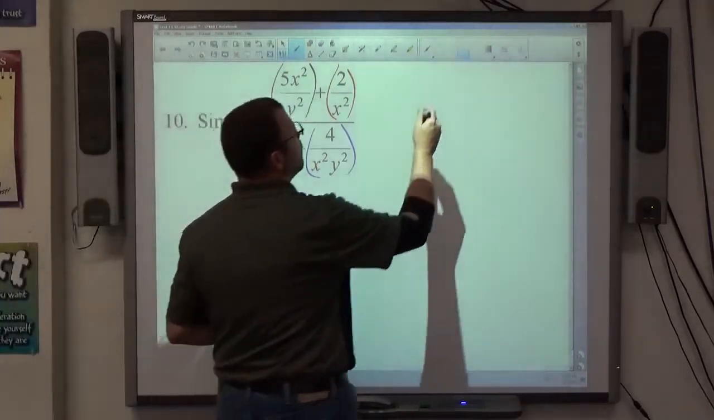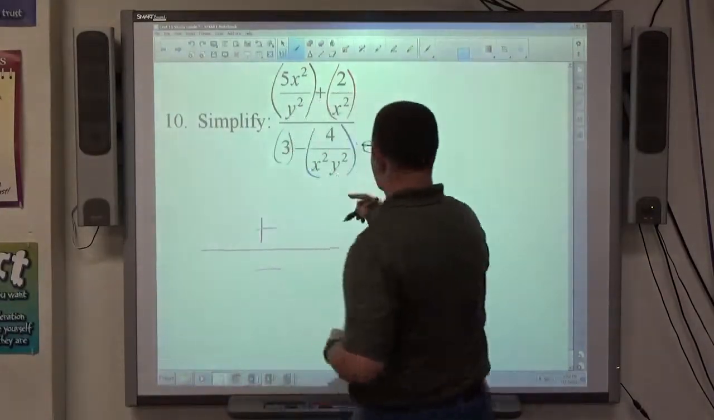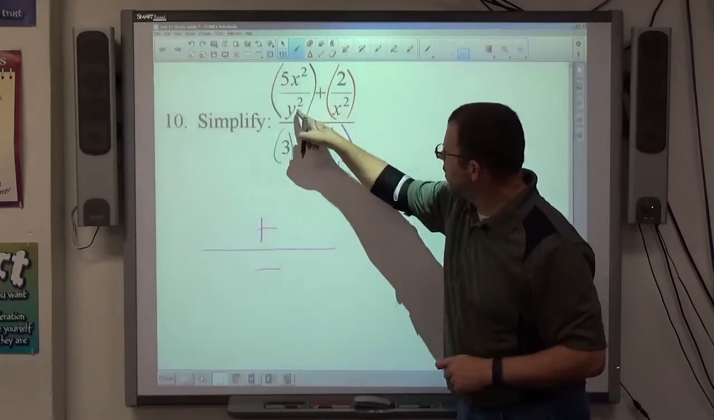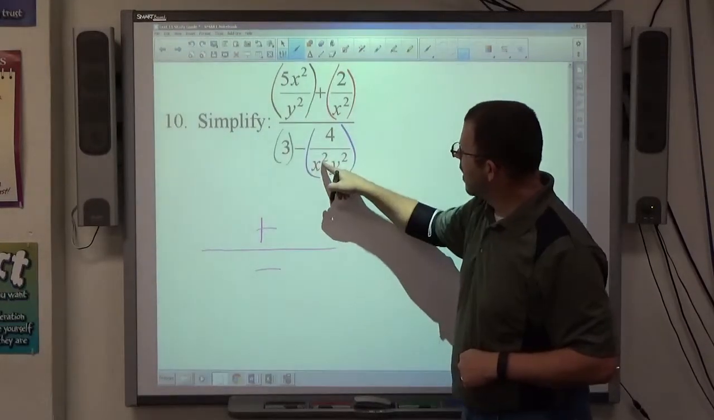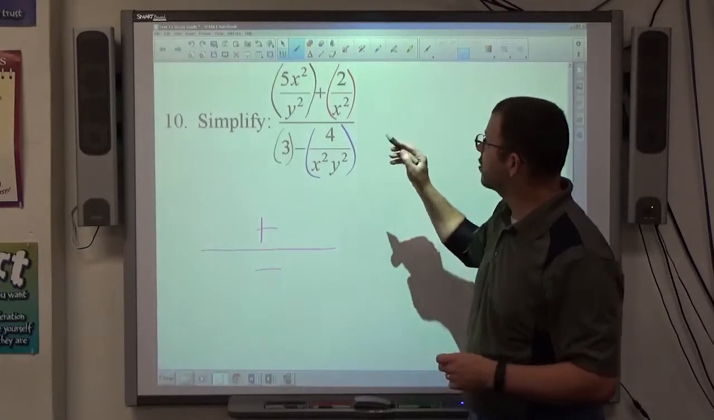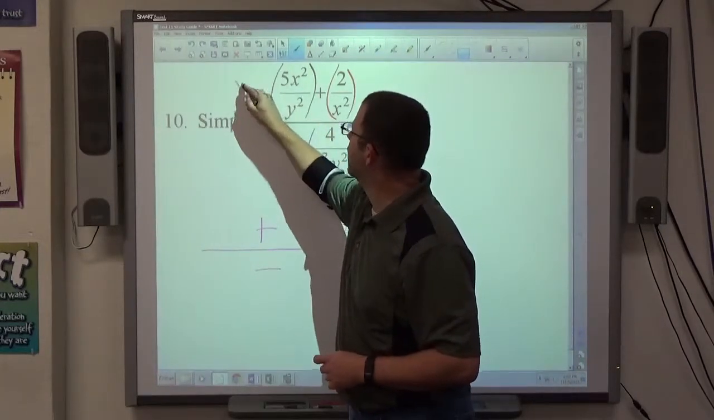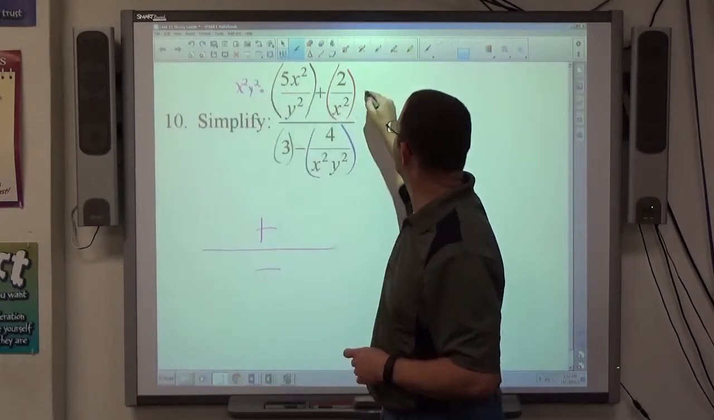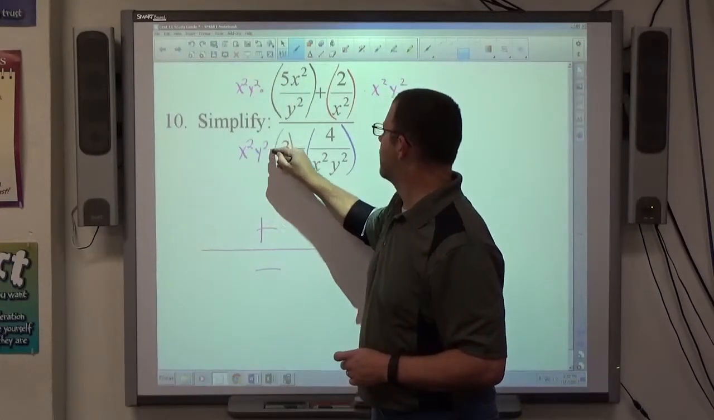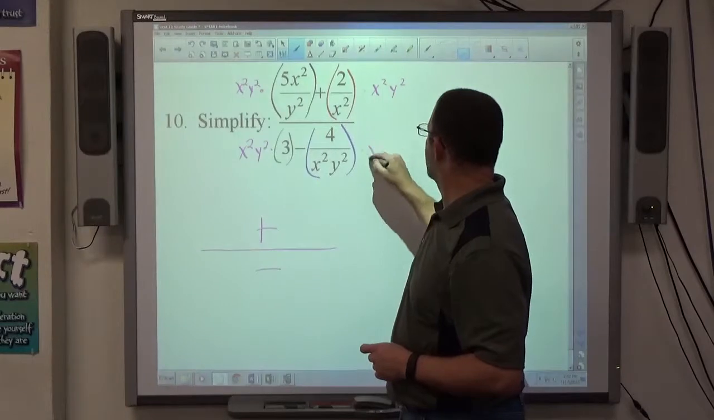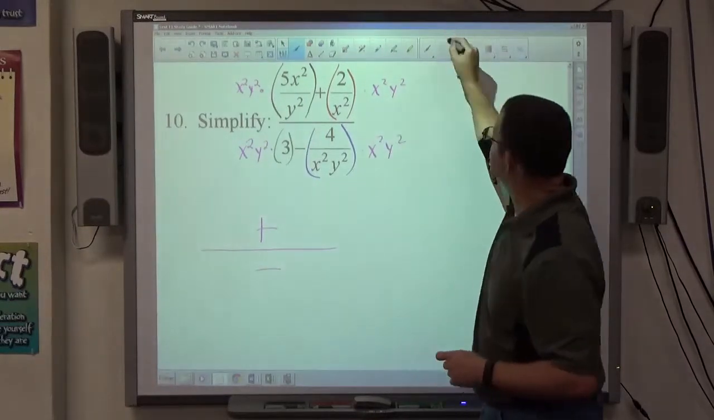So I'm going to multiply by the least common denominator of these fractions, which I'm looking at x and y and x and y. Those are the only denominator pieces. And the highest power of x is 2, the highest power of y is 2. So x squared, y squared is the magic multiplier here. So x squared, y squared times that one, x squared, y squared times that one, x squared, y squared times that one, and x squared, y squared times that one.